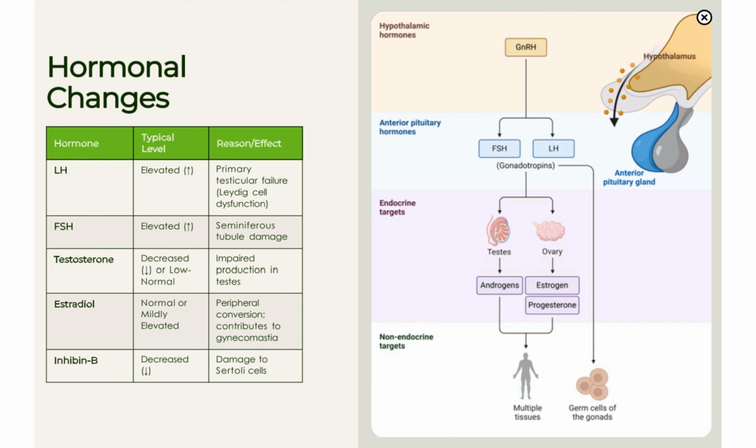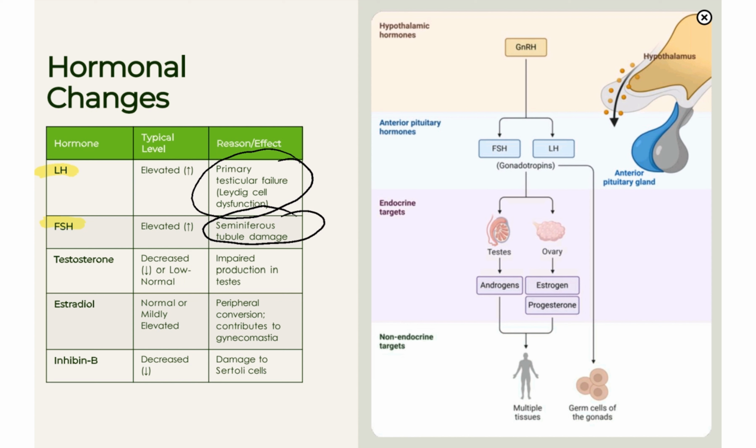So what are some of the hormonal changes? Well, due to low testosterone, reflexively there's high LH and FSH. These are the gonadotropins. Okay, so primary testicular failure from Leydig cell dysfunction leads to elevated LH, and then damage to the seminiferous tubules also leads to high FSH.